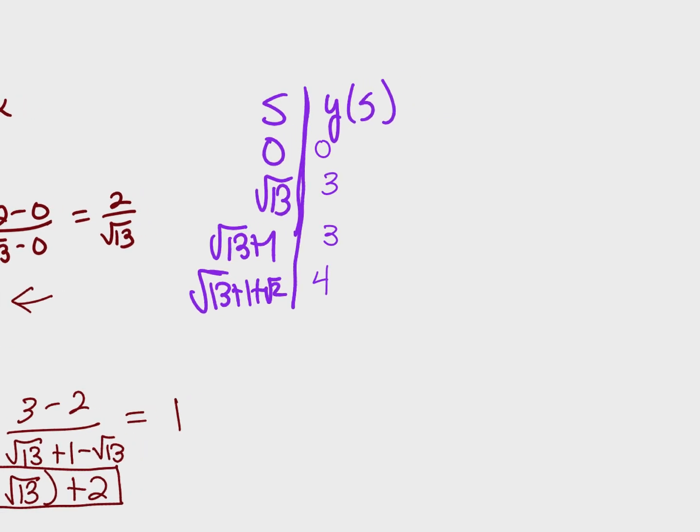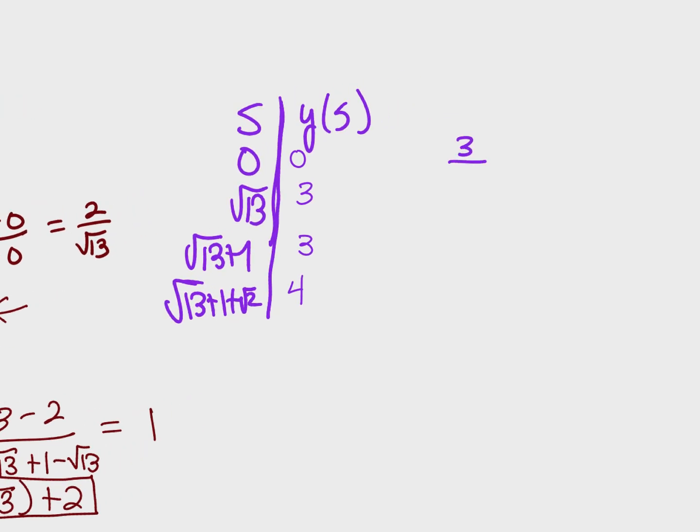So does everybody agree that our first slope is going to be 3 over square root of 13? And then after that, I can just put s. So this is y of s, and then this is going to be from 0 to square root of 13. Is everybody okay with that first piece?